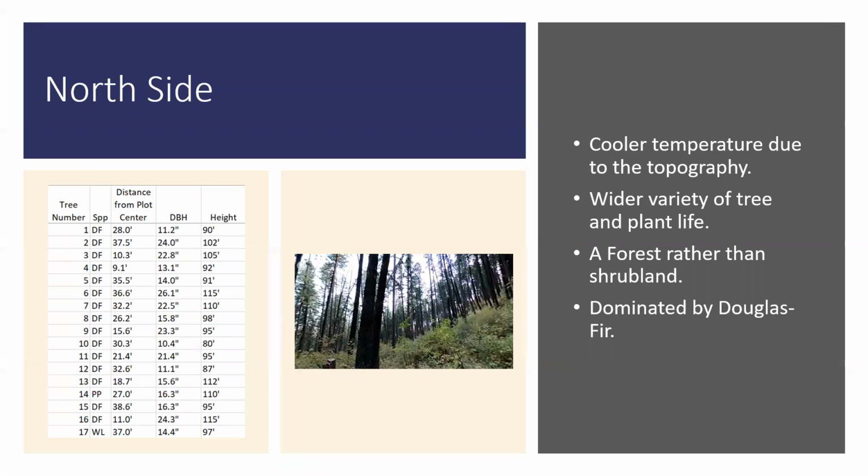At first glance, it is easy to tell that the north side of Kamiak Butte has a lot more vegetation than the south. This is due to the topography, which makes it a cooler and moist side with not as much direct sunlight. It also has a wider variety of trees and other plant life. This section of the butte would be considered a forest land, being primarily dominated by Douglas fir trees. The trees on the north side are also much taller than the south.